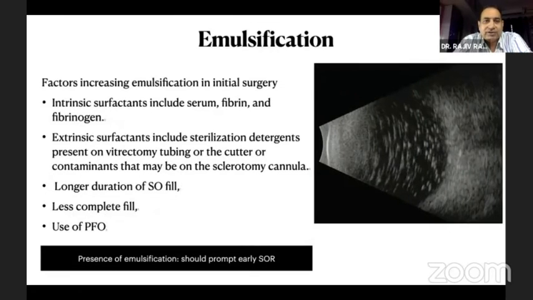Emulsification, as I had told, there are many factors which are responsible for emulsification. In the initial surgery, a more eventful surgery with a lot of bleeding inside, you have serum, fibrin, fibrinogen, all are intrinsic surfactants. They cause emulsification. Again, external ones like sterilization detergents on the vitrectomy tubing or cutter can cause it. A longer duration of silicone oil fill, less complete fill is the most common cause of having more emulsification, or if you have used PFCL during your surgery, and that prompts for early SOR.